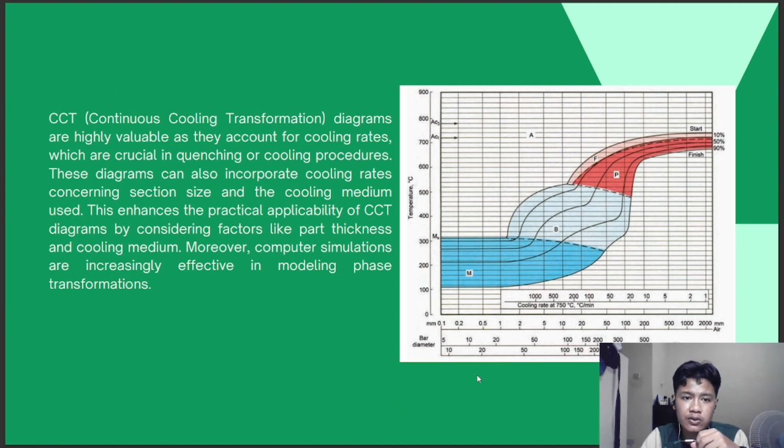CCT, or continuous cooling transformation diagrams, are highly valuable as they account for cooling rates, which are crucial in quenching or cooling procedures. These diagrams can also incorporate cooling rates concerning section size and the cooling medium used. This enhances the practical applicability of CCT diagrams by considering factors like part thickness and cooling medium. Moreover, computer simulations are increasingly effective in modeling phase transformation.